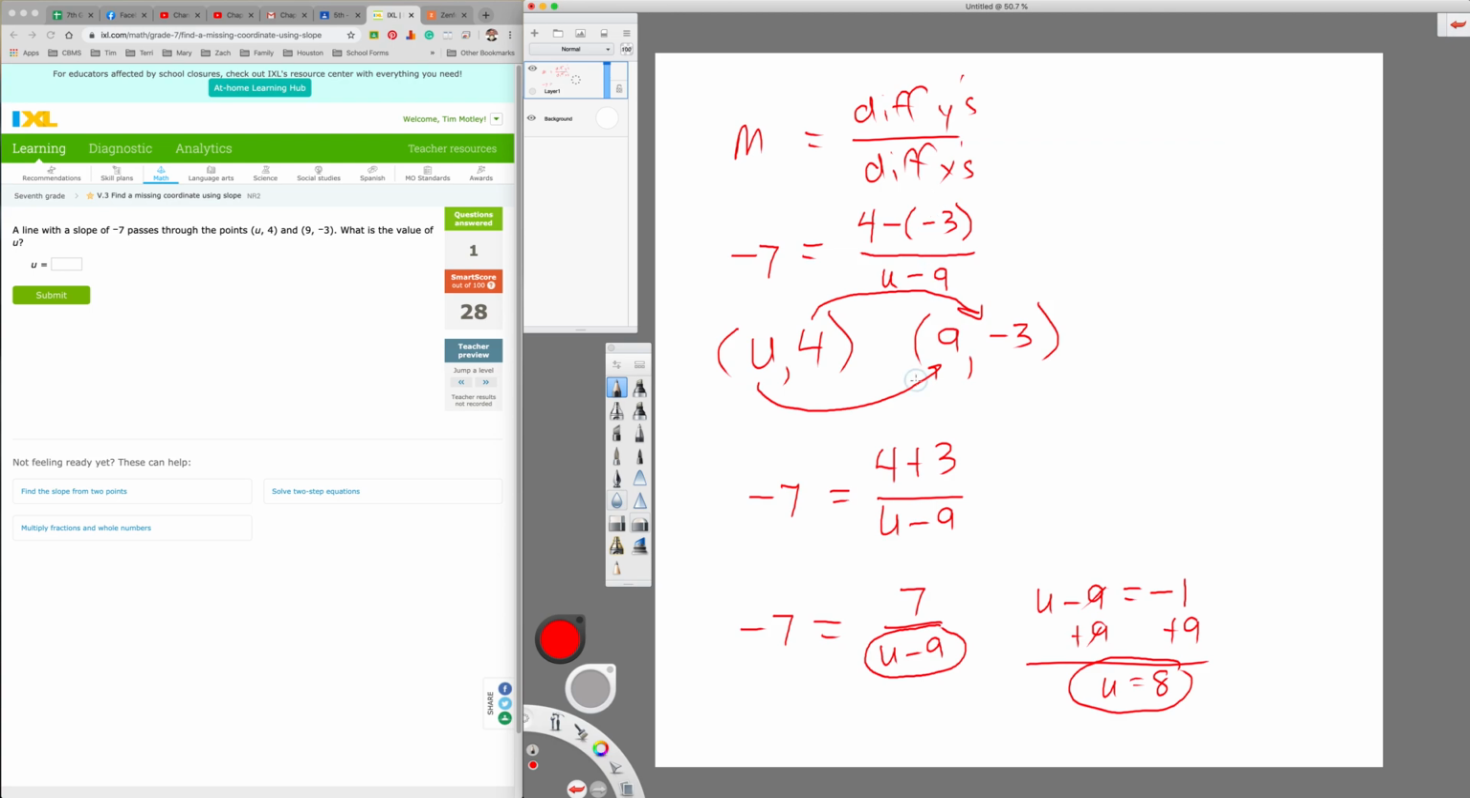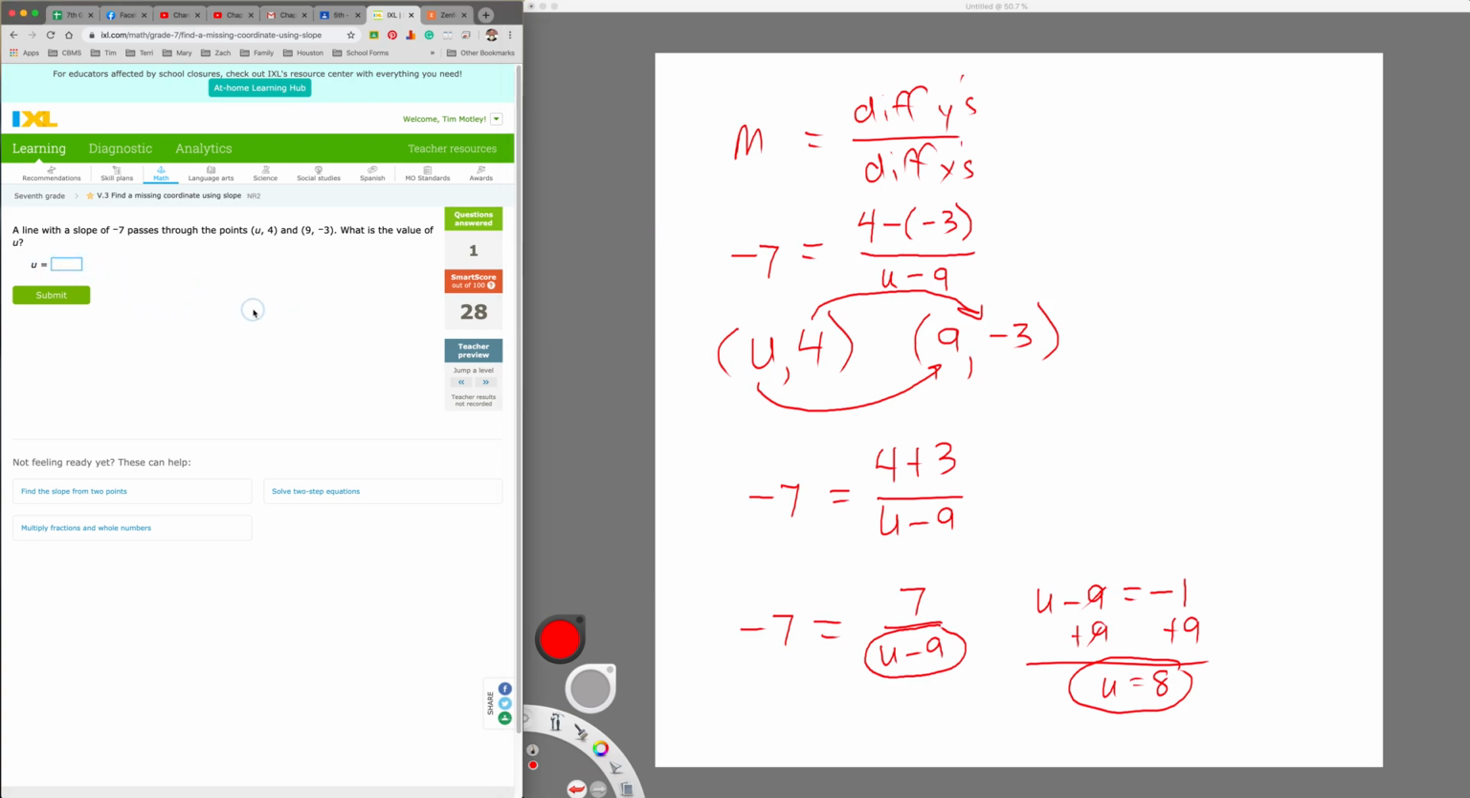I could put that in right here and then calculate the slope to make sure it is negative 7. But u equals negative 8. Or no, positive 8. Positive 8. So I'm going to submit that, and yay, I get it right. So I'll do one more example here.